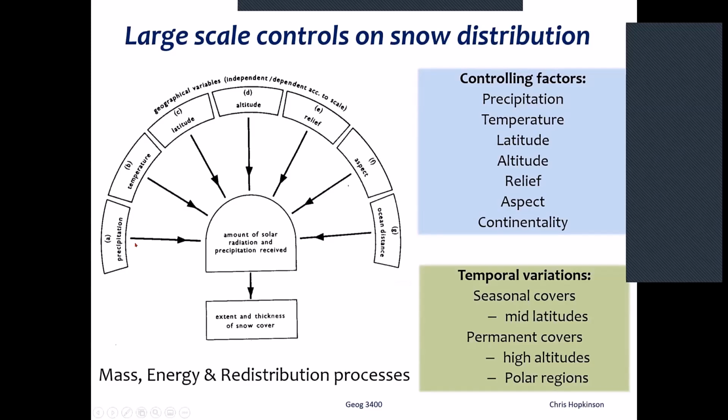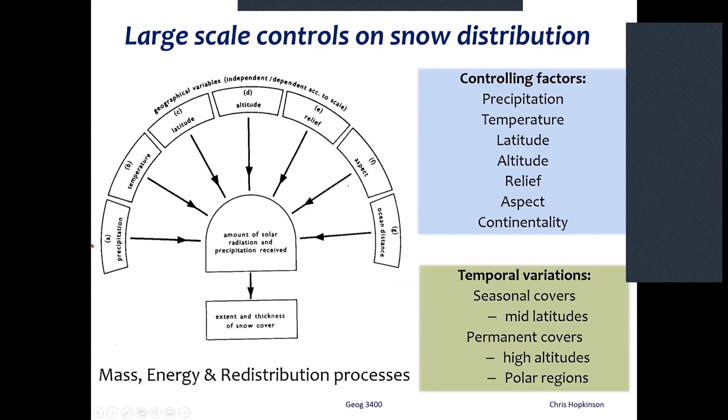Temperature is an index of energy. So if it's cold and there is precipitation, there's a good chance there will be snow. Latitude: as we move away from the equator and towards the poles, our chance of experiencing snow increases, clearly, because energy receipt decreases. So latitude is an important driver. Similarly, altitude: as we move up through the atmosphere, we know it gets colder. And also we tend to get more precipitation higher up in the atmosphere. And so both of those components conspire to increase the probability of snow at higher altitudes.